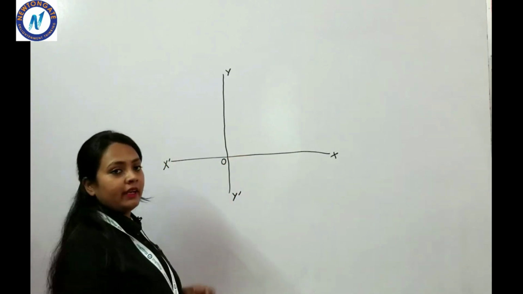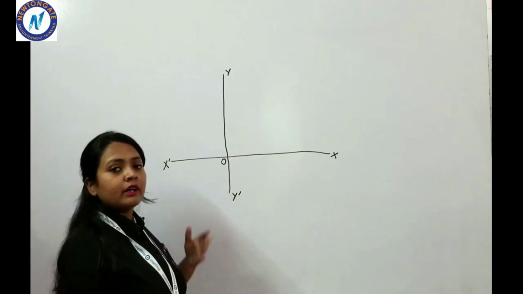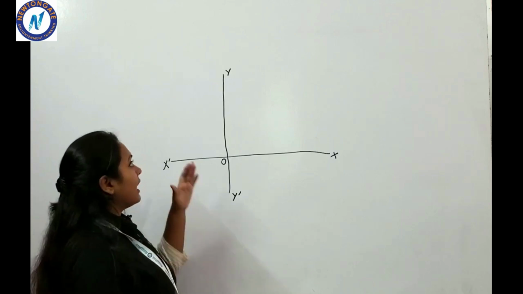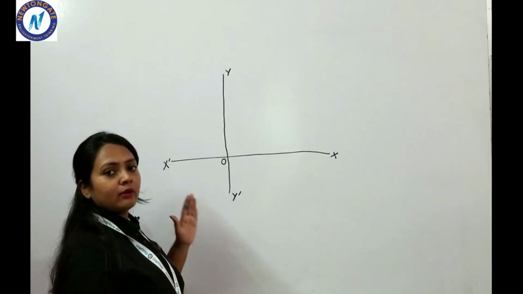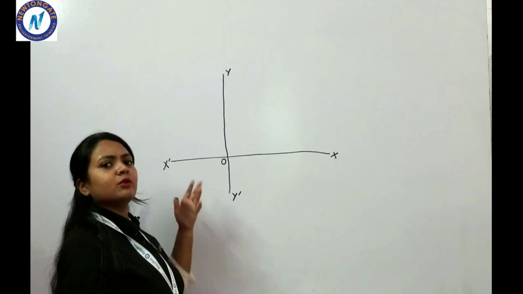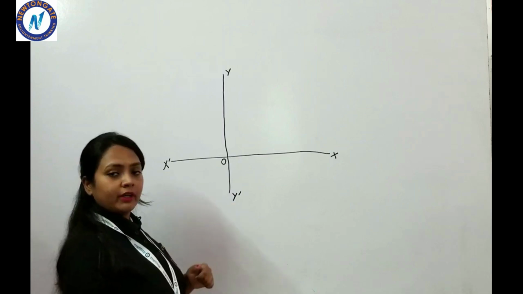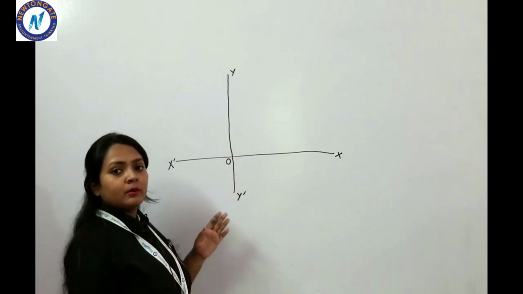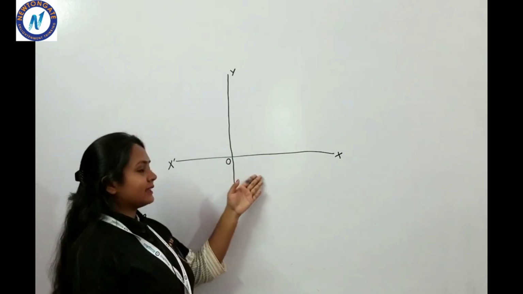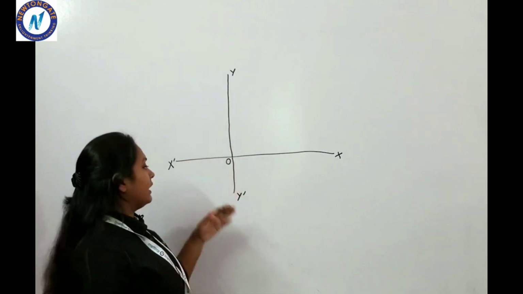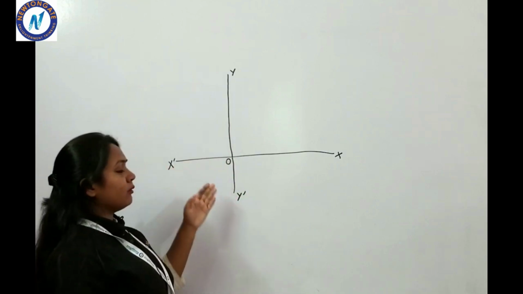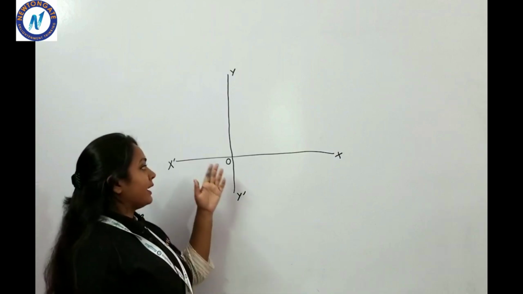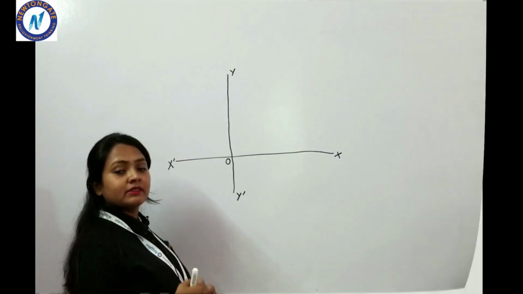The horizontal line X'OX or XOX' is known as the x-axis, and the vertical line YOY' or Y'OY is known as the y-axis. Here OX and OY are the positive directions of the x-axis and y-axis, and OX' and OY' are known as the negative directions of the x-axis and y-axis respectively.